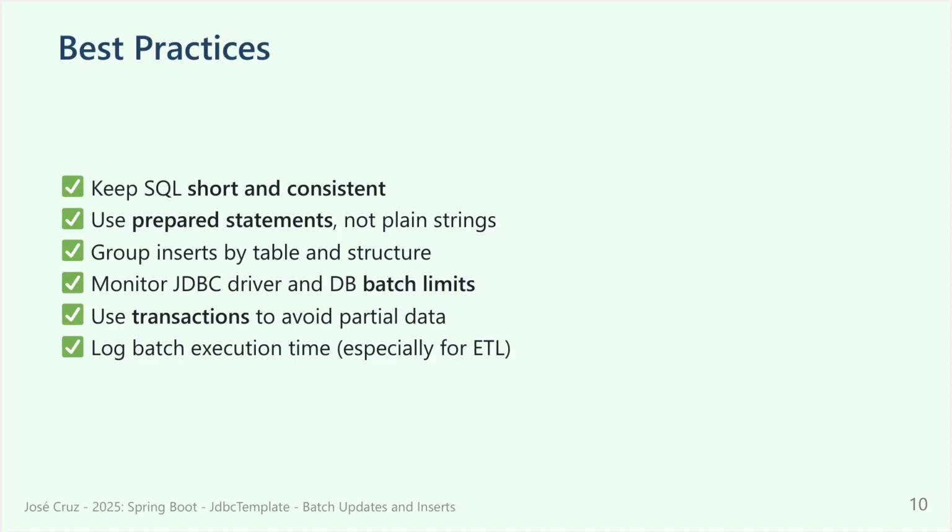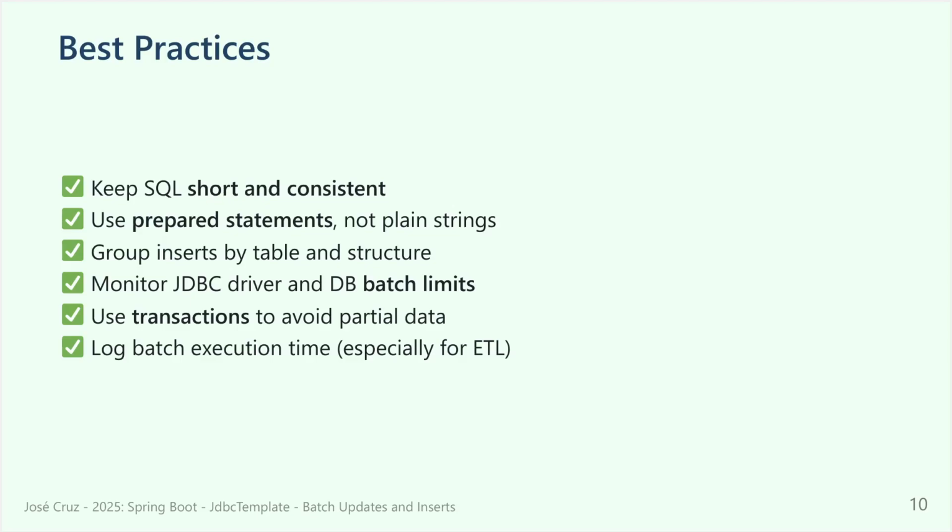So put it in a temporary table, because if something fails, the data is already in the temporary table. If it's inconsistent, you just drop the table and you never mess with the real production data in code. There are a lot of advantages to creating this kind of temporary table in the middle. Monitor JDBC driver and the database batch limits. Some databases have some limits on the batch.